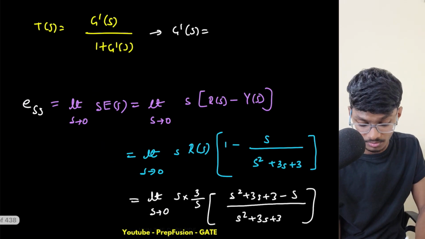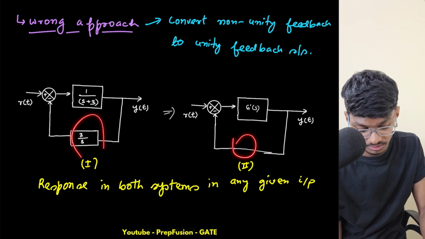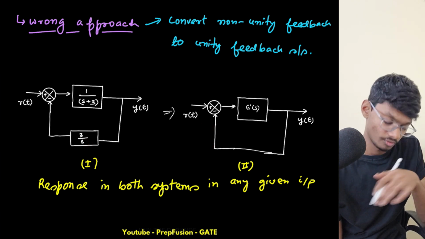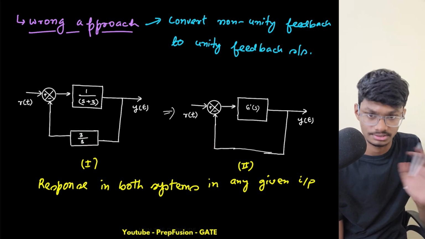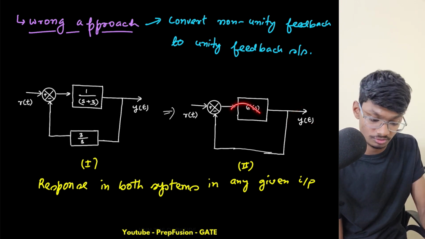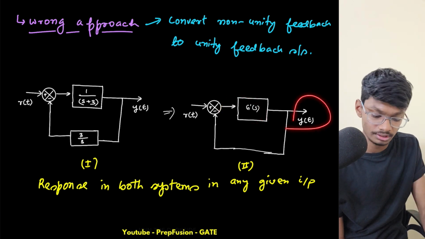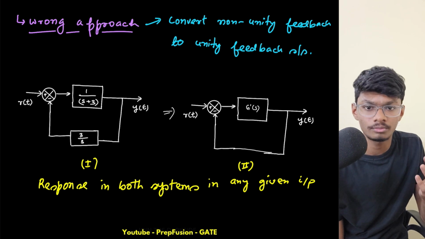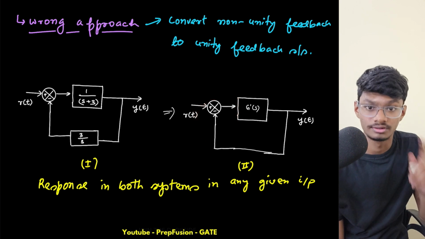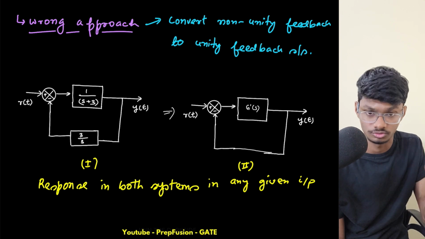This will never be correct, because you are changing the internal behavior of the system. There is some sensor here, there are many things here, right? You're converting it from a non-unity feedback to unity feedback, and then you're calculating the error. You will not get the same answer. Only the output response will be same, because your transfer function is same. Mathematically, yes, this is correct. Response will be same, but we are not talking about response here. We're talking about the error signal, so that will obviously be different. So just be careful, we can't use this method.